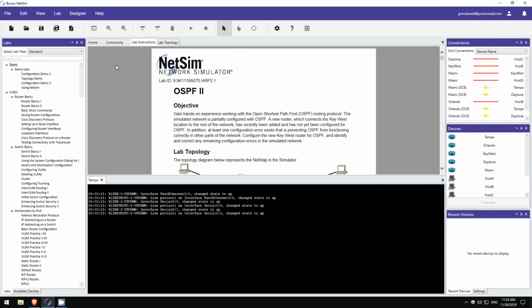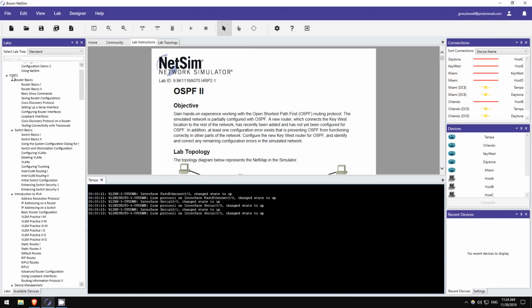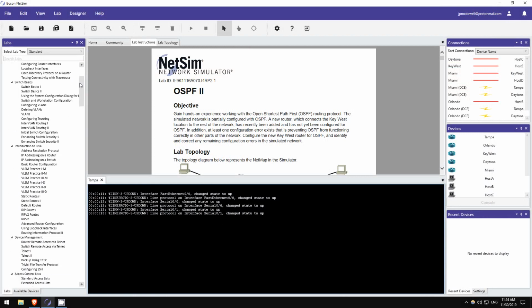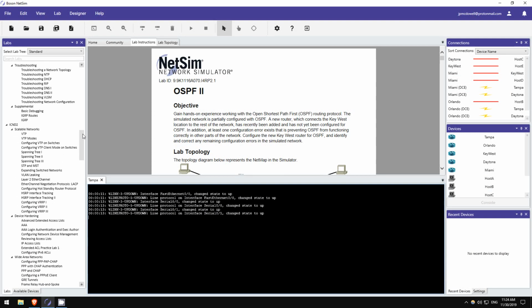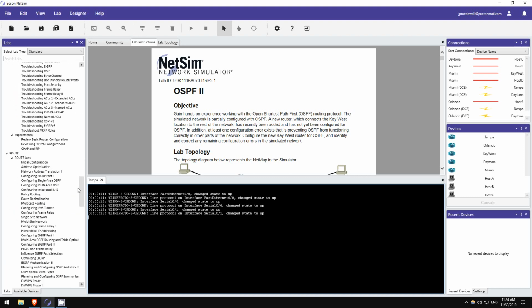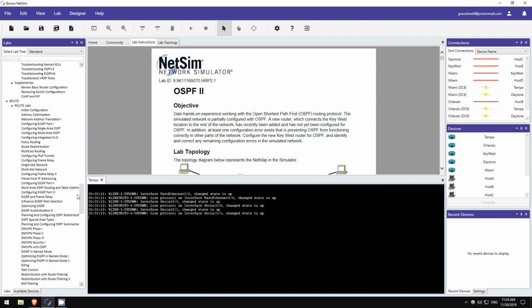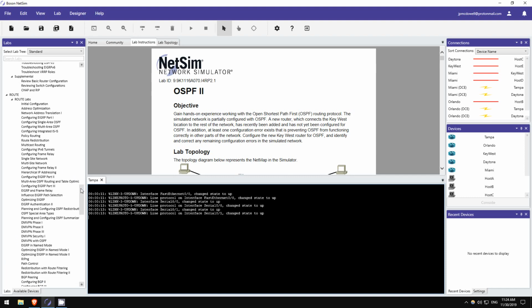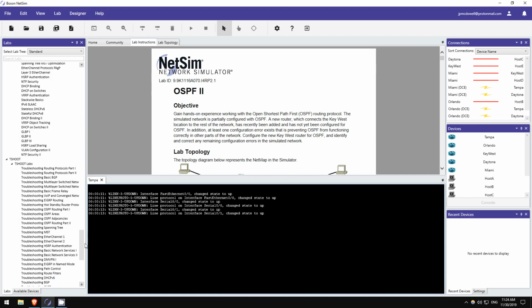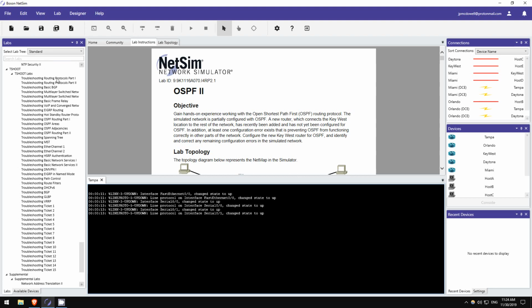Okay, let's take a look at NetSim now. Here on the left are all of the pre-made labs they have. Here's ICND1, tons of pre-made labs. ICND2, tons of pre-made labs. And then here are the CCNP labs I used while I was studying for my CCNP. Route, Switch, and T-Shoot. T-Shoot is my personal favorite, by the way.